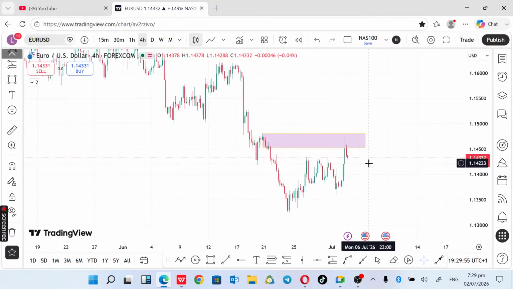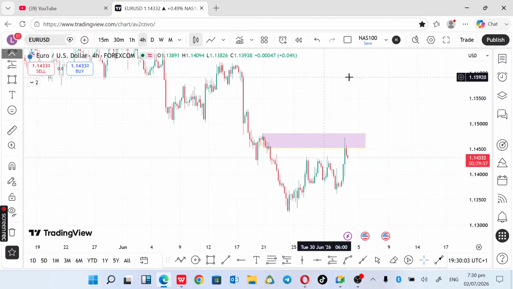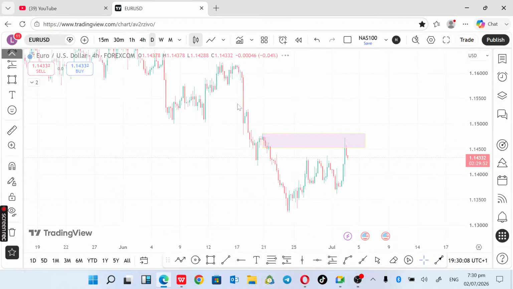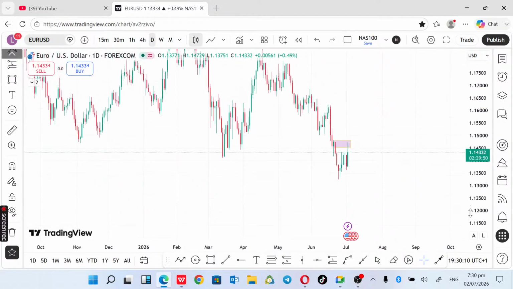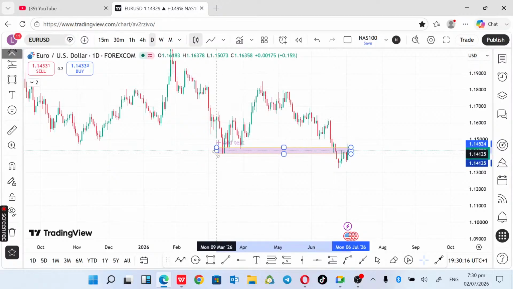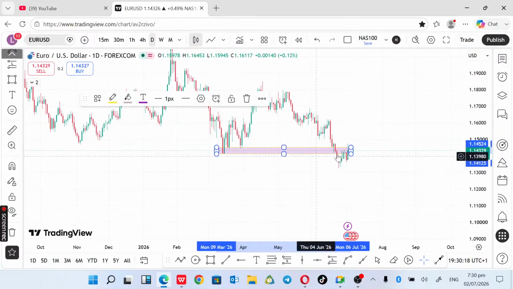And remember the structure we saw on this market on the higher time frame is a sell. So even if we want to buy this market, we are taking a huge risk. We are doing a counter trend. But let's go back quickly to the daily. Now this is what we saw on daily. Let me also mark this out. This is what is happening on daily.